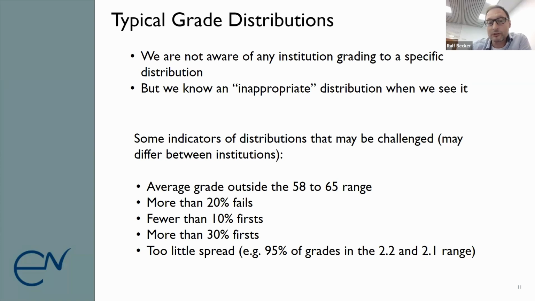Distributions, especially for bigger classes, where fewer than 10% get firsts, questions will most likely be asked. However, also if there are perhaps more than 30% firsts, we possibly don't expect many units where that happens, or distributions where there's too little spread, where almost everyone gets either a 2-1 or a 2-2. That possibly indicates that we are not making the right use of the range of grades we have available.